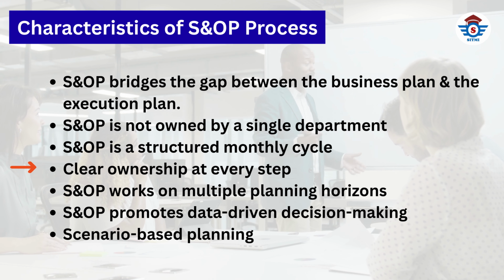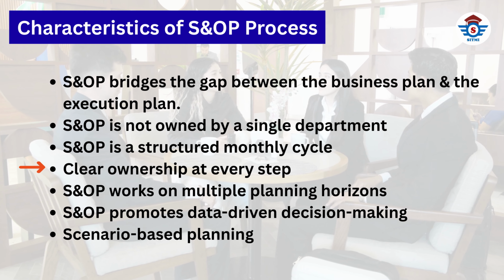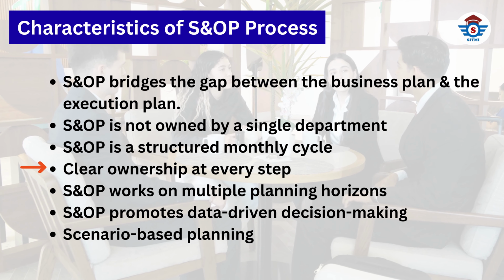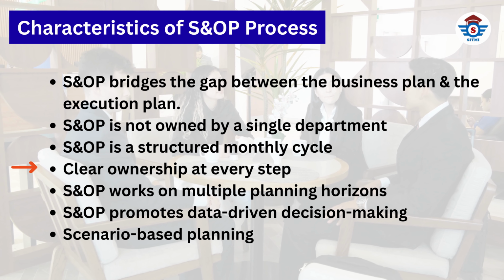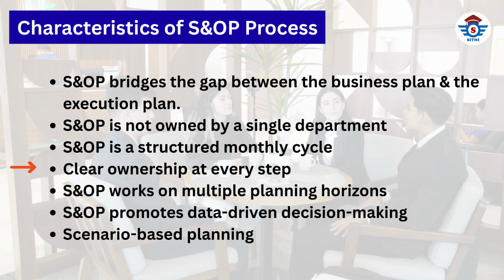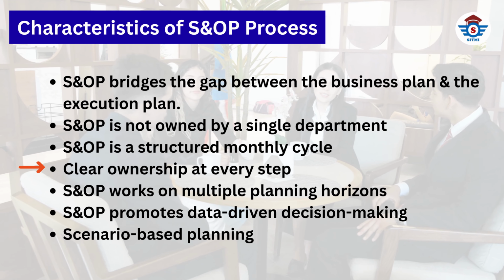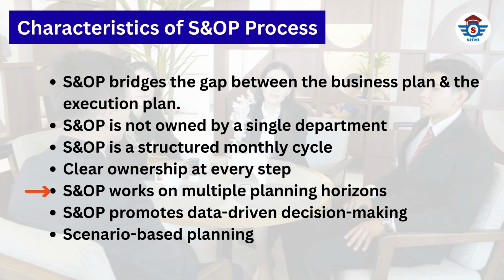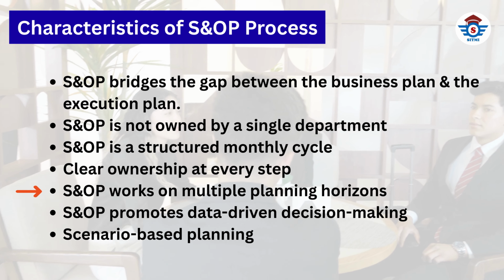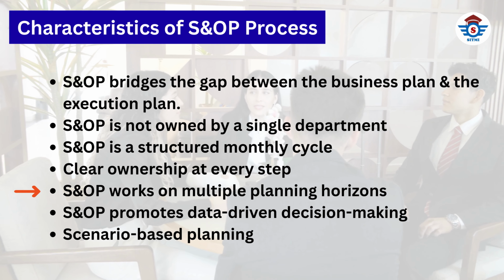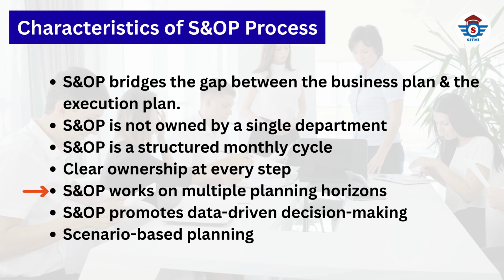The next important characteristic is clear ownership at every step. Each S&OP stage has a defined owner, and without closure and accountability at one step, the next level of decision-making does not begin. For example, supply decisions did not move forward until buying and manufacturing owned their action items. Another key characteristic is that S&OP works on multiple planning horizons. Although we reviewed a full year plan for learning, typical monthly S&OP cycles focus on near-term execution in supply planning and long-term demand planning and product strategy.